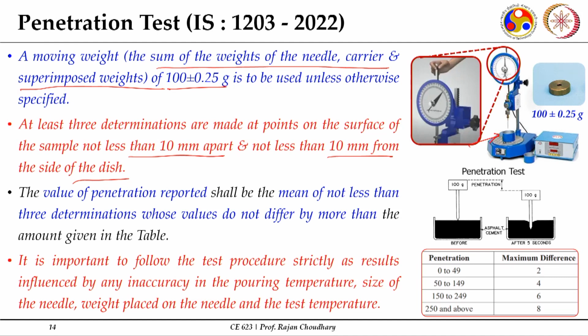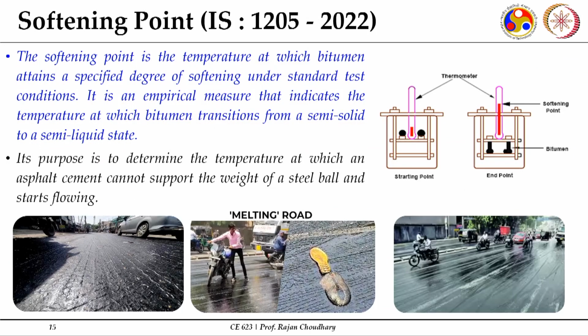In this particular test, the important part is that the test procedure strictly has to be followed, because it can get influenced by inaccuracy in the pouring temperature, at what temperature we are pouring the binder into this cylindrical measure, the size of the needle, the weight placed on the needle, and the test temperature. So, any variation in these will lead to a variation in your penetration amount. If I have a higher penetration, I can call that binder softer. If lesser penetration, the binder is hard.